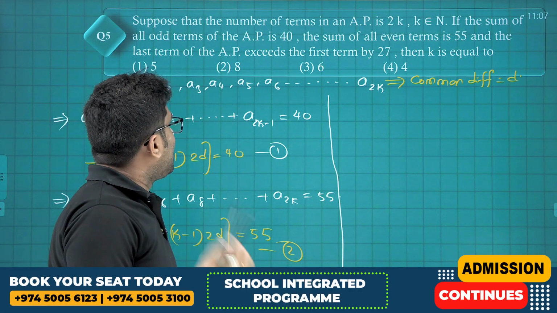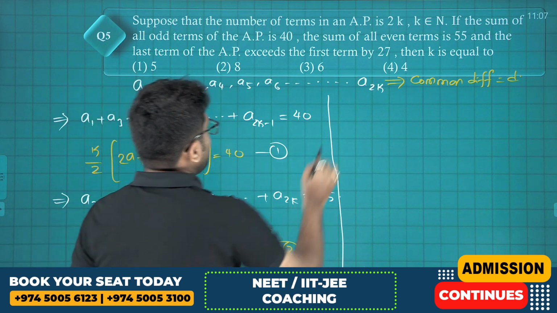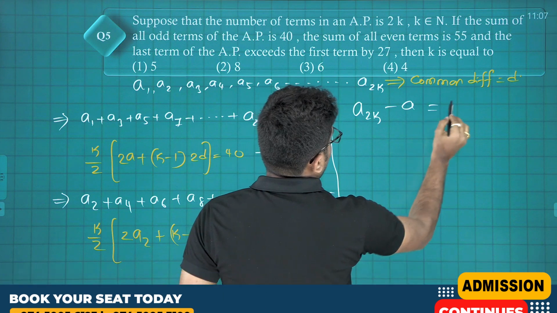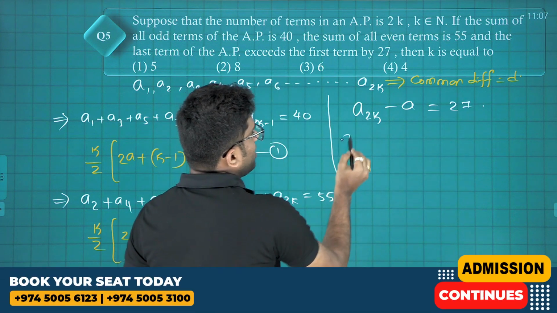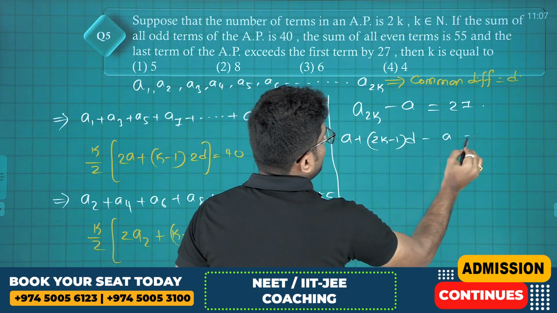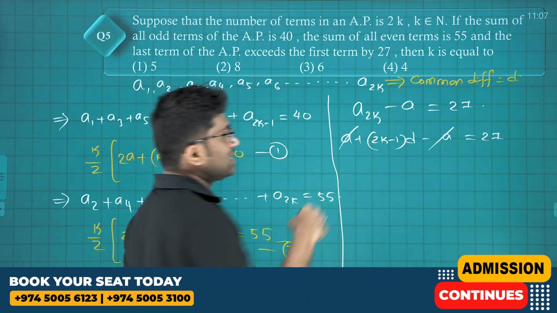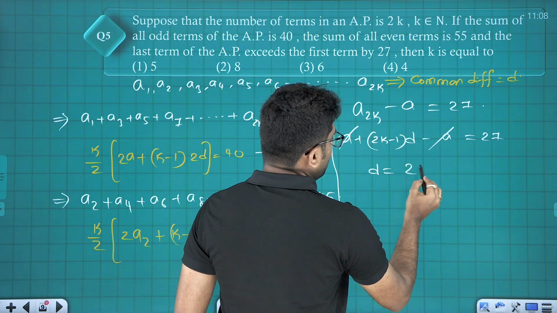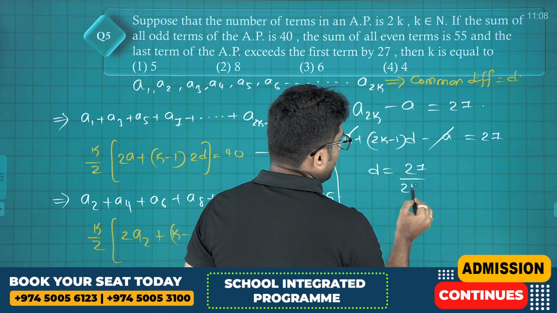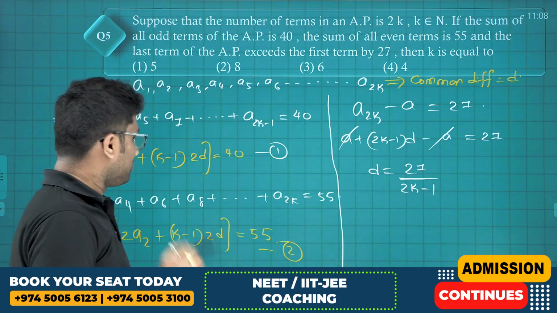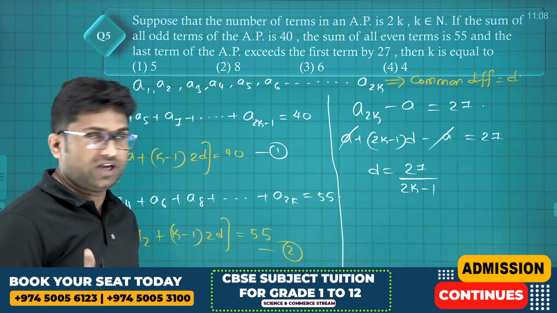And also they have given another condition: the last term of the AP exceeds the first term by 27. What is the last term? A2k exceeds the first term by 27. What is a2k in general? a plus 2k minus 1 into d, minus a, is equal to 27. a gets cancelled. d is equal to 27 by 2k minus 1. Now we have got d in terms of k.